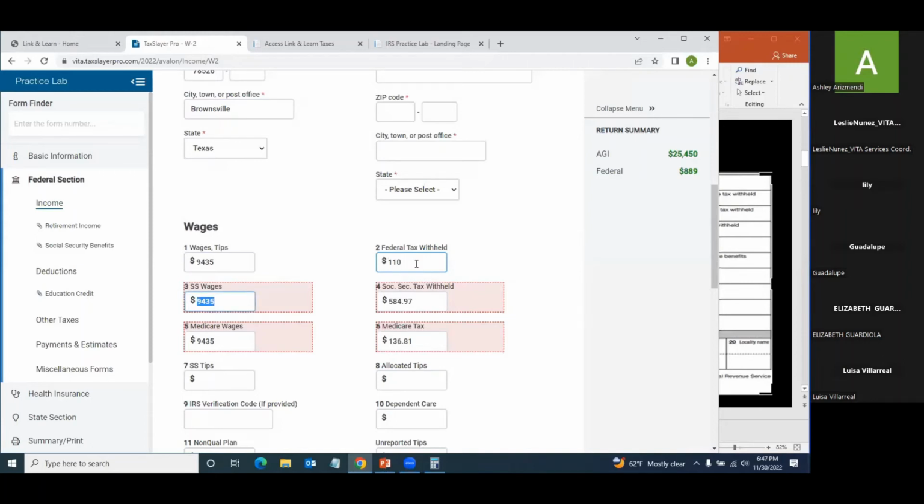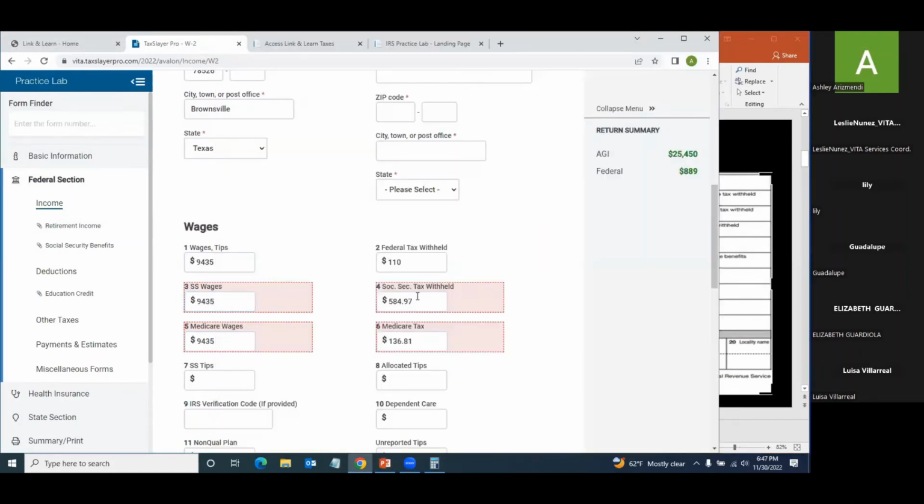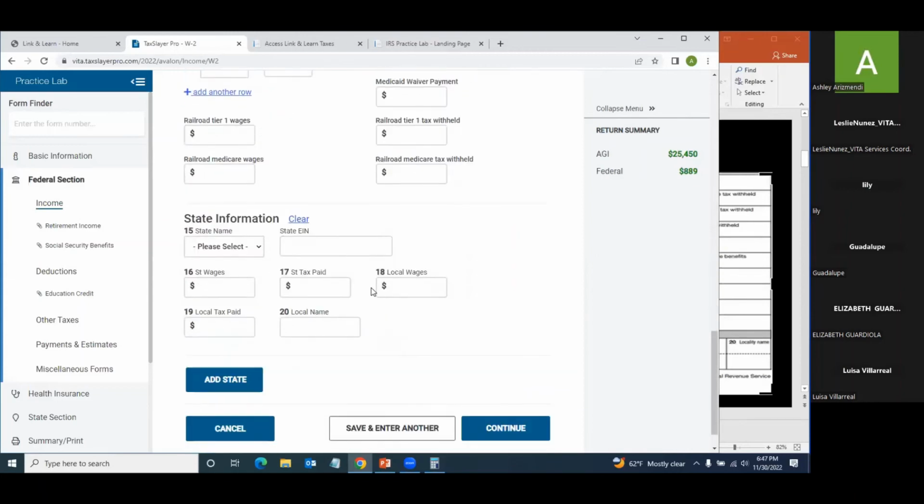And then usually the SSA wages and the Medicare wages are the same, but if they're not, we're gonna put whatever's on the form, remember. Because sometimes they could be higher. And then also with this one, sometimes the cents are usually off. So if it said 96 and it populated 97, we have to make sure we put 96. And the same with the Medicare tax. So that would be it for the W-2.